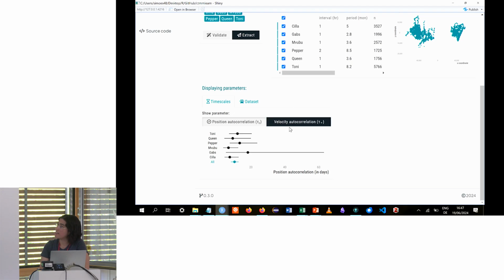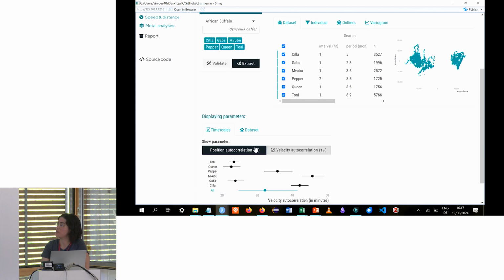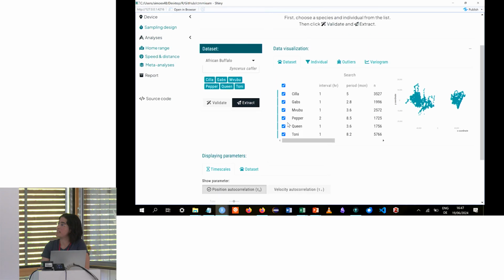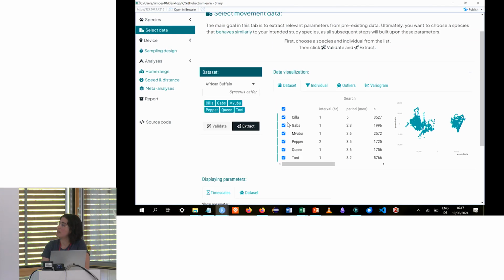And this is showing, as it was also in the presentation, the position autocorrelation parameters for all the individuals and the velocity autocorrelation parameters for all individuals. Again, the scale here is between 20 to 40, 50 minutes, so it's still within a similar spatial temporal scale.